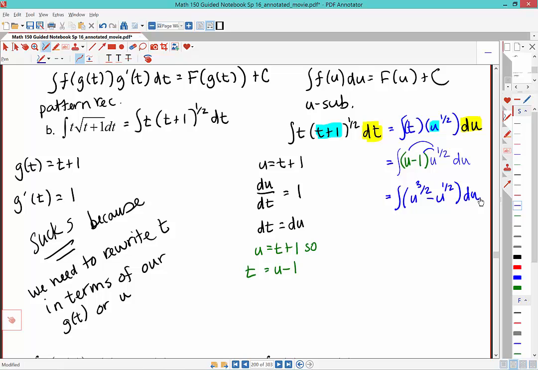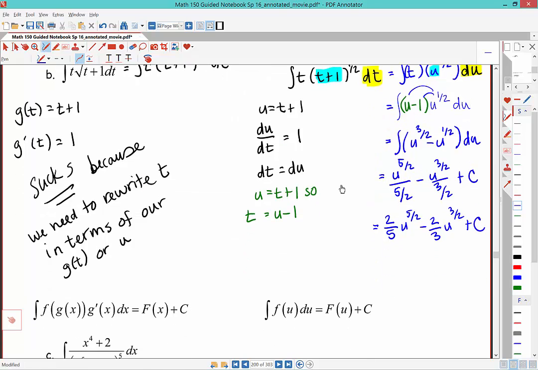Good so far? Okay. And now this just follows the basic power rule, and you've got a difference of two monomials raised to powers, and they're not composites anymore. So when we go to integrate, you'll get u to the 5/2 over 5/2 minus u to the 3/2 over 3/2 plus c, which gives us 2/5 u to the 5/2 minus 2/3 u to the 3/2 plus c. And then back substituting, we'll get 2/5 times (t plus 1) to the 5/2 minus 2/3 times (t plus 1) to the 3/2 plus our constant of integration.